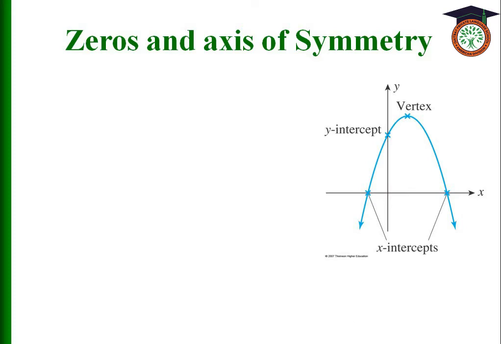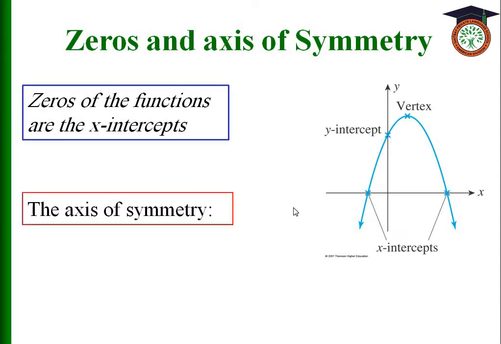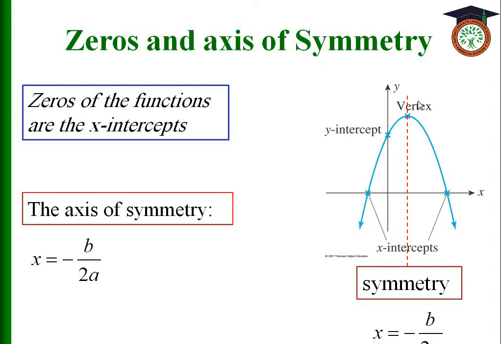And now, let's talk about zeros and the axis of symmetry. Zeros of the function are the x-intercepts. Here we have the zeros, these two x-intercepts. What is the axis of symmetry? The axis of symmetry is a line that divides the parabola into two congruent parts.